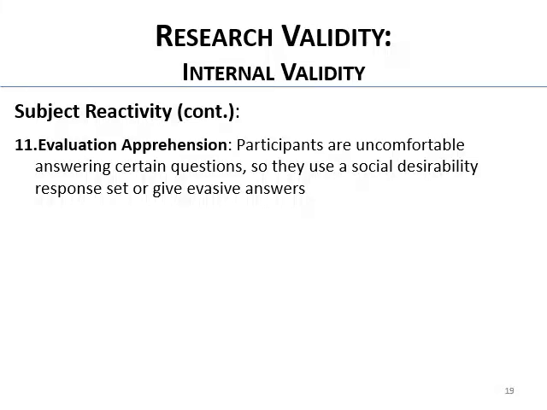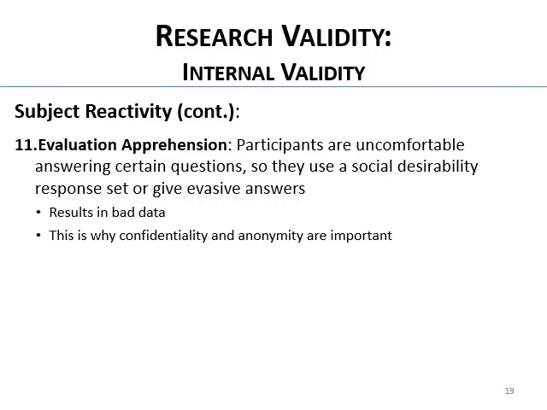So then, continuing with subject reactivity, evaluation apprehension is when participants are uncomfortable answering certain questions, so they use a response set, such as the social desirability response set, or they just give you evasive answers. The result is bad data, of course, and to reduce this anyway, you want to ensure confidentiality, make data anonymous if you can when you're collecting things, particularly when you're studying subjects that are sensitive.